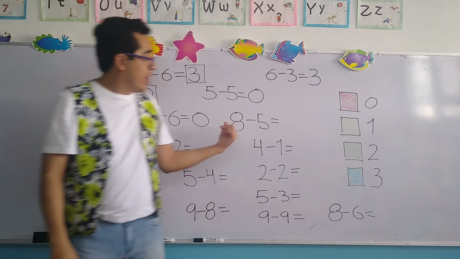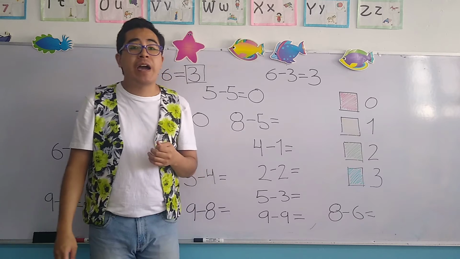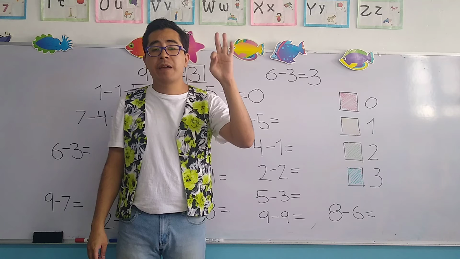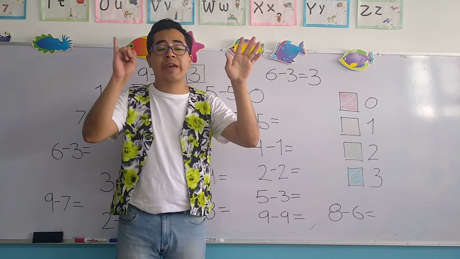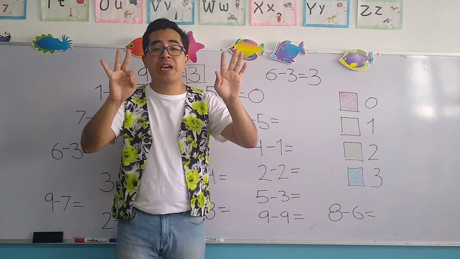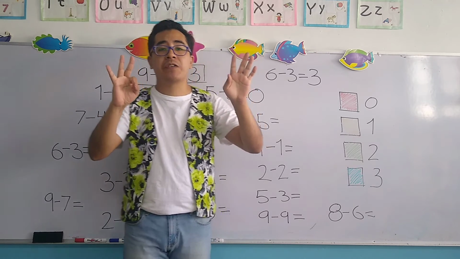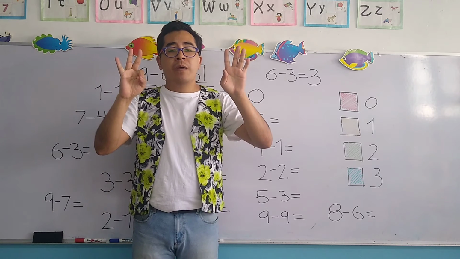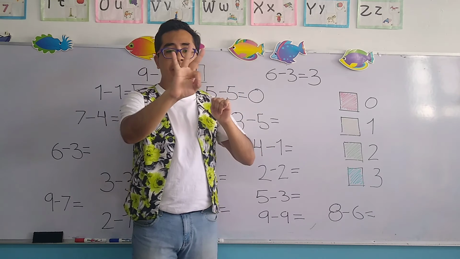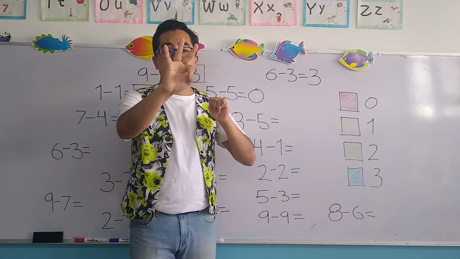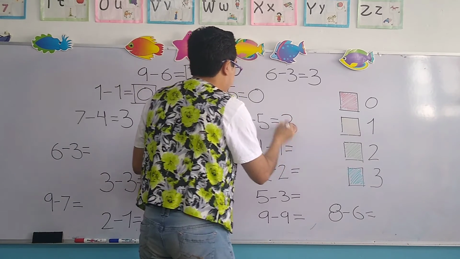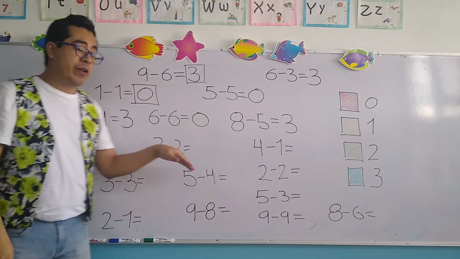subtraction of the third row. 8 minus 5. First of all, 8 fingers. 1, 2, 3, 4, 5, 6, 7, 8. 8 minus 5. That means we have to remove 5 fingers. Tenemos que quitar 5 deditos. 1, 2, 3, 4, 5. What's the result? 3. Number 3. Let's continue with the fourth row.